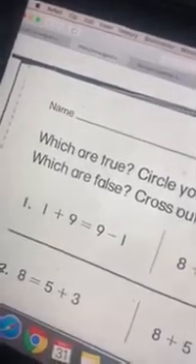So you could say, okay, well, we have 10 equals 8 now. Is that true? Does 10 equal 8? They should say no. And so when they say no, you could say, okay, well, if 10 doesn't equal 8, that means that this is false. This isn't true. So they would have to cross out this number sentence because it's not true, it doesn't equal each other.